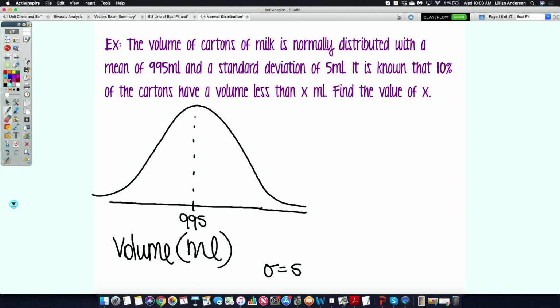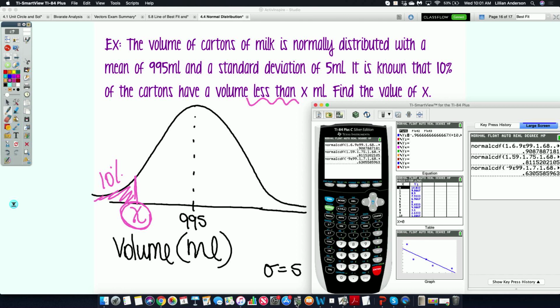It is known that 10% of the cartons have a volume less than X milliliters. Would 10% be on the left of the mean or the right of the mean? To the left. So 10% is less than X milliliters. We are looking for X. And again, it's the area that's to the left of that line because it said less than. So, it's our area to the left. We don't have to worry about doing any subtraction because it's already talking about that area. Now we just need to find it.